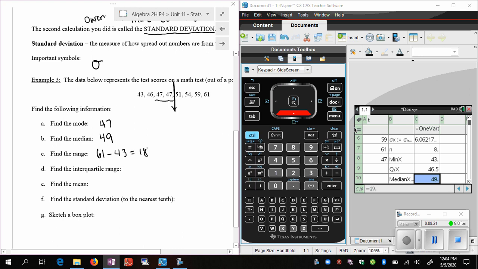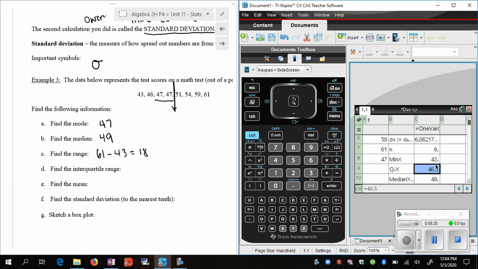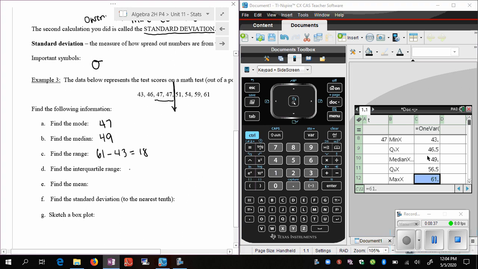The interquartile range, well, in order to figure that out, I need the 2 quartiles. So if I go back to my calculator screen, you can see our 5 number statistical summary here. The min, the quartiles, the median, and the max are given, and the quartiles are 46.5 and 56.5. So to subtract those values, 56.5 minus 46.5, which is just 10.